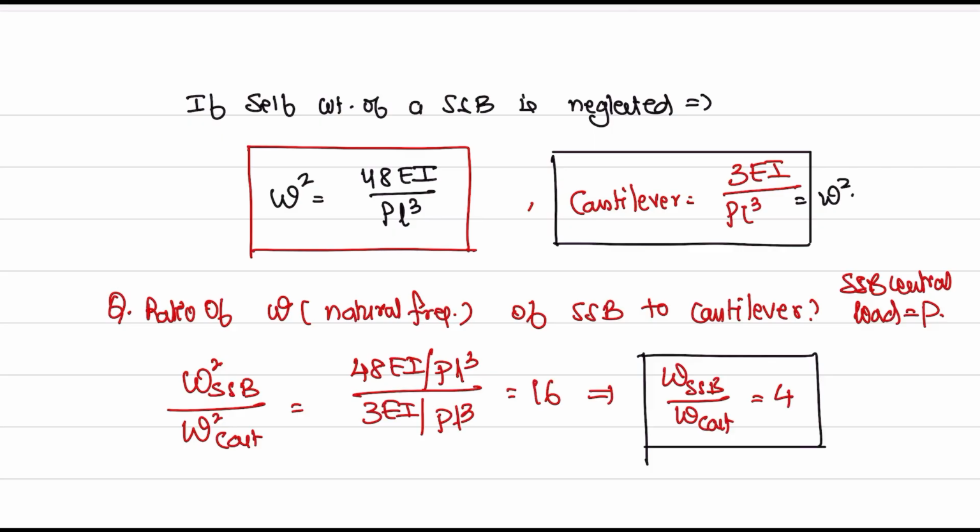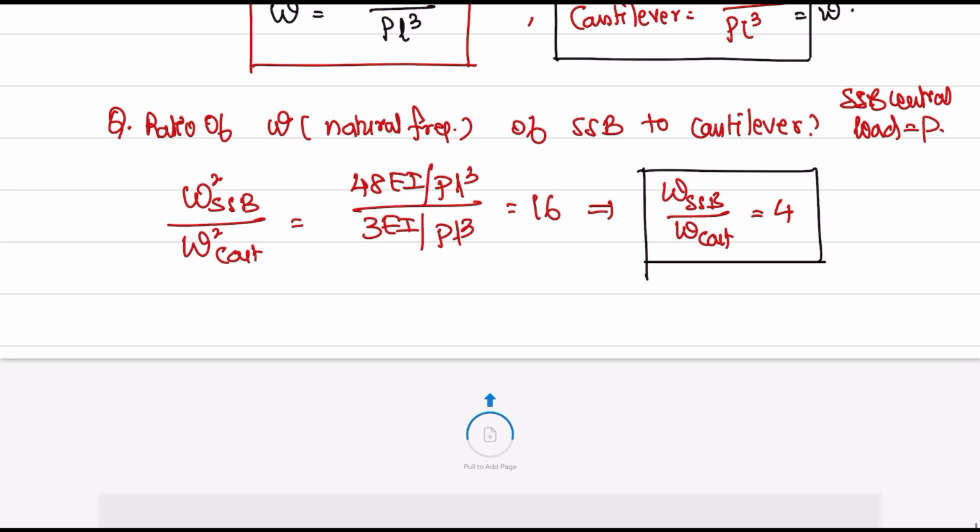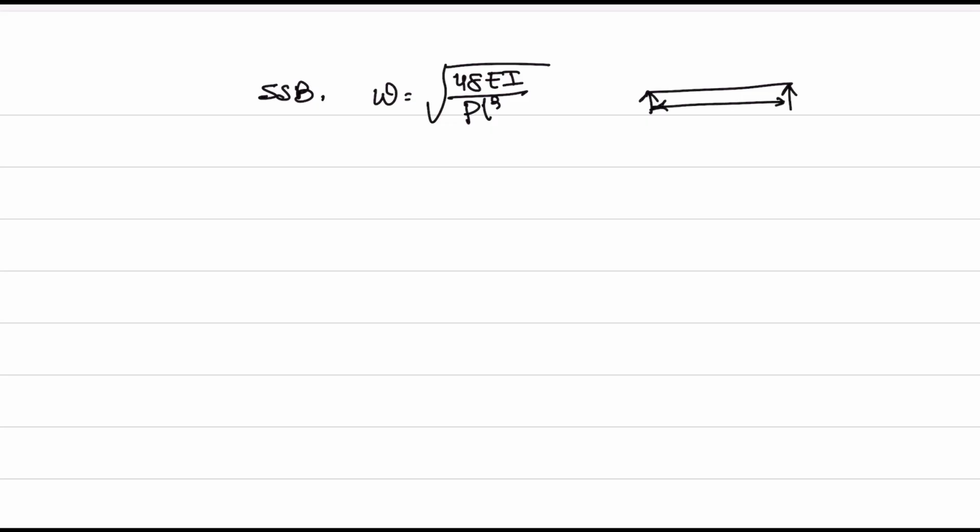Please understand the concepts clearly, and ultimately for a simply supported beam, omega is equal to square root of 48 EI by PL cube, for a simply supported beam of length L with center load P.